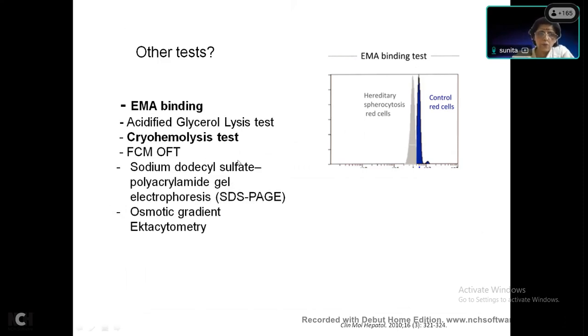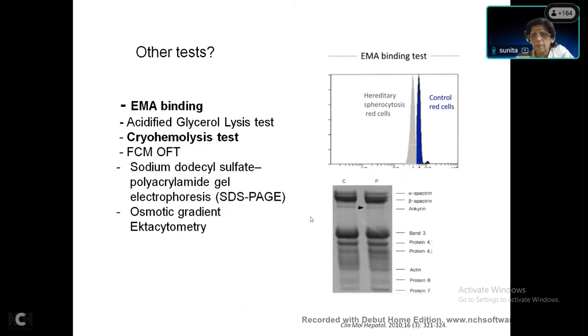There are various other tests also, like the acidified glycerol lysis test. This test gives you the time in which 50% hemolysis occurs. Normally it takes about half an hour for 50% hemolysis, but in a spherocyte this will take 2 to 3 minutes for 50% lysis. The confirmatory test is the flow cytometric osmotic fragility test. Then the other confirmatory one is SDS-PAGE electrophoresis, where these bands are seen, but this is not available routinely, and we will see the deficiency of ankyrin, but it is available only in research labs.